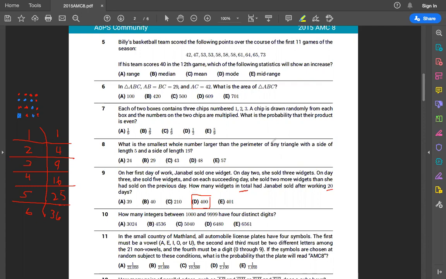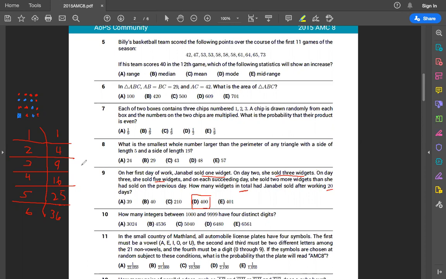So on the first day, she sold 1 widget, right? On day 2, she sold 3. Yeah, that's correct. So on day 3, she sold 5 widgets, but that would be a total of 9.